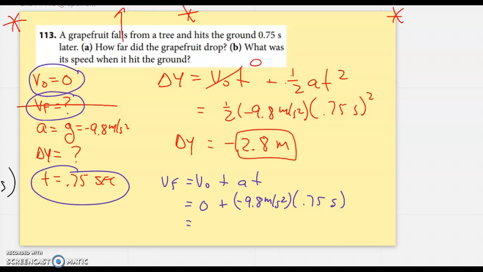Whenever you put that into your calculator, you're going to get a negative 7.35 meters per second for that instantaneous final velocity. Now, they ask for the speed, and the instantaneous speed is the same as the instantaneous velocity's magnitude. So we'll just leave that sign off.